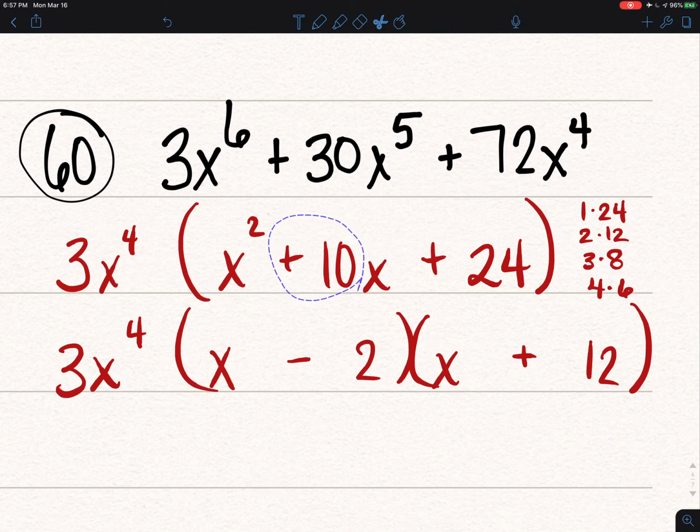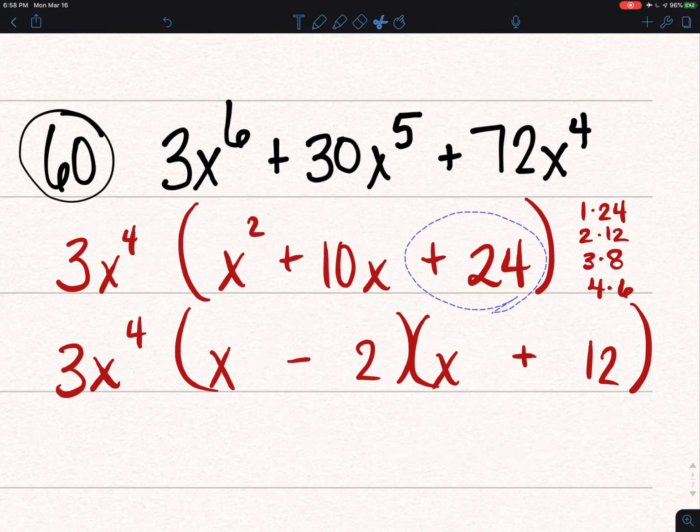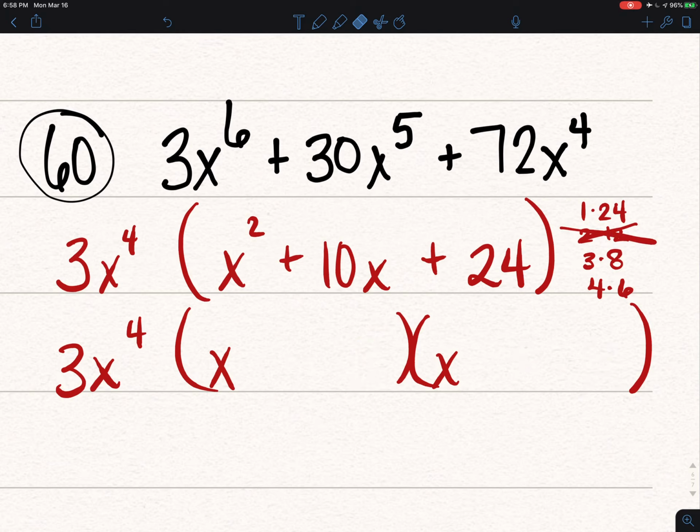But wait, if you start to FOIL, you're going to find that this works out just fine for the firsts, the outers, and the inners. But if you take your lasts and you multiply those together, you do not get a positive 24, you get a negative 24. So then I don't want this option of numbers, so let's go ahead and erase that option, and let's go back and try our adding option, the 4 and the 6. All right, let's try it again.